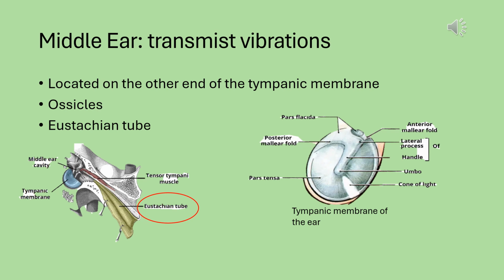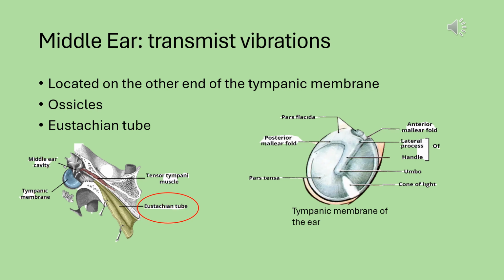Now we are going to take a look at the middle ear. The middle ear's main function is to transmit vibrations from the tympanic membrane to the inner ear through something called ossicles. I will go into more detail about that momentarily. The middle ear also contains the eustachian tube, which plays a significant role when transmitting vibrations.